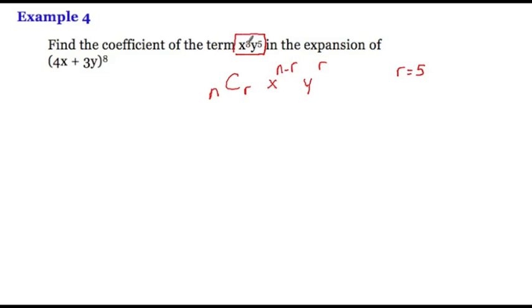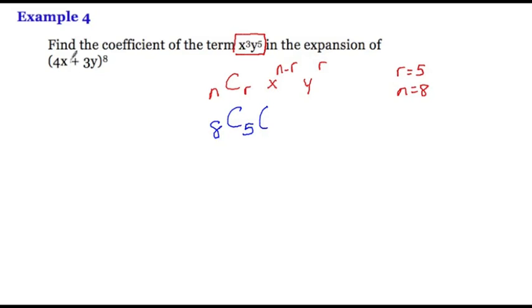And this number right here is always n minus r. So 8 minus 5 will give you 3, or 3 plus 5 is 8. These two numbers added together always have to be the n value. So I know my n value is 8. Okay, so let's plug those things in and see what we get. 8C5.